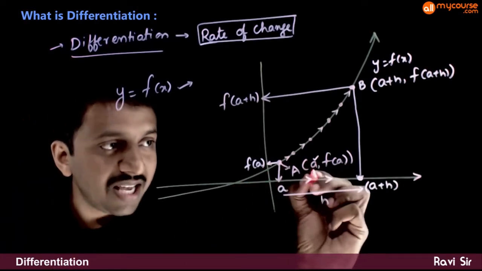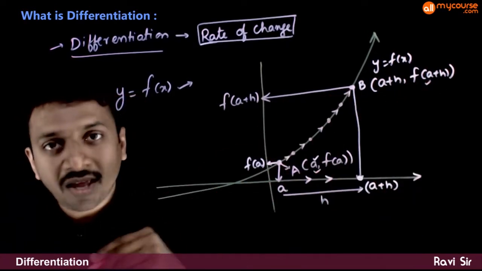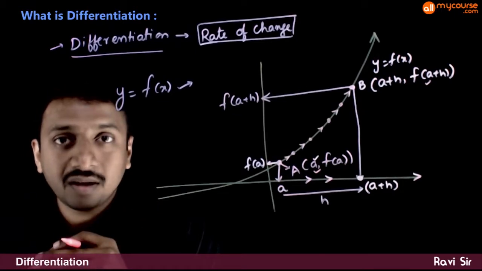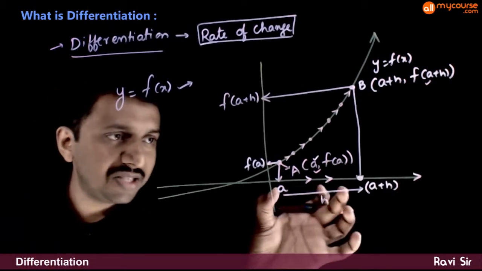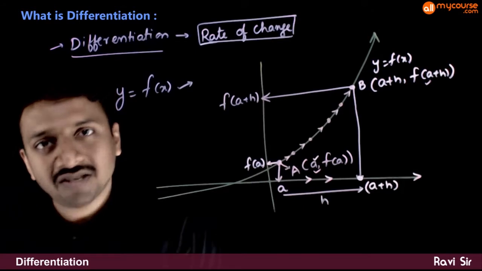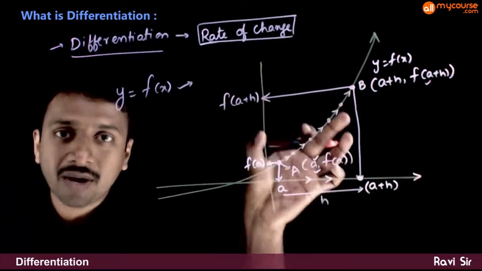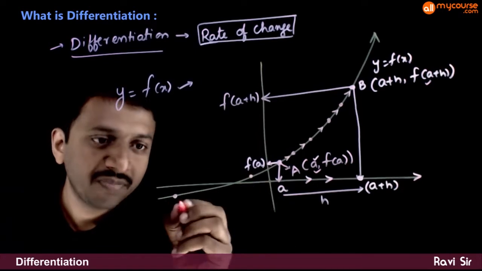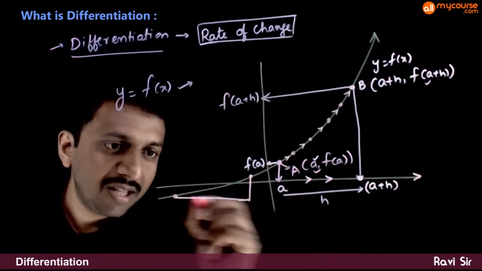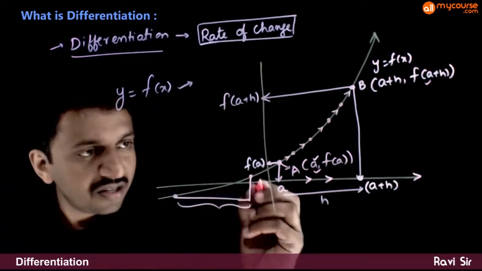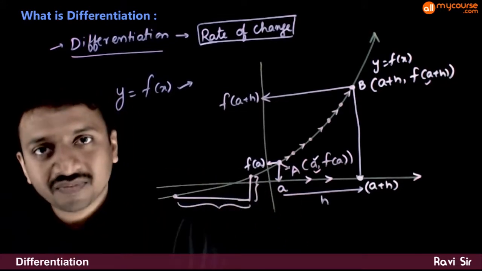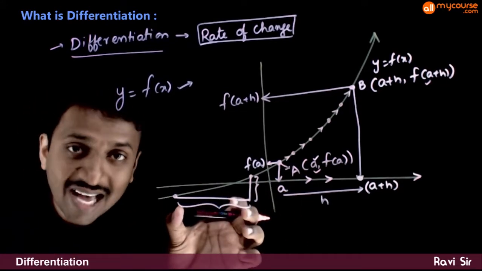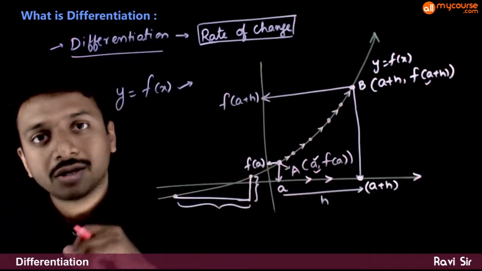Will the change in x and the change in y always be the same? No, right? The change in x can be different from the change in y depending on where you are moving. For example, if you move from here to here, the change in x is this much, but the change in y is this much. So you can very clearly see that x has changed a lot, y has not changed a lot.